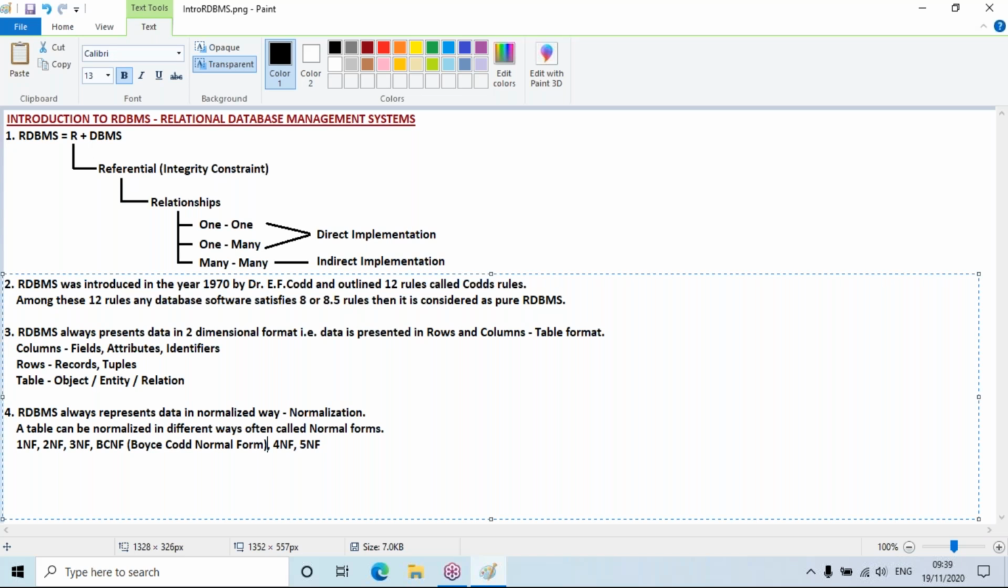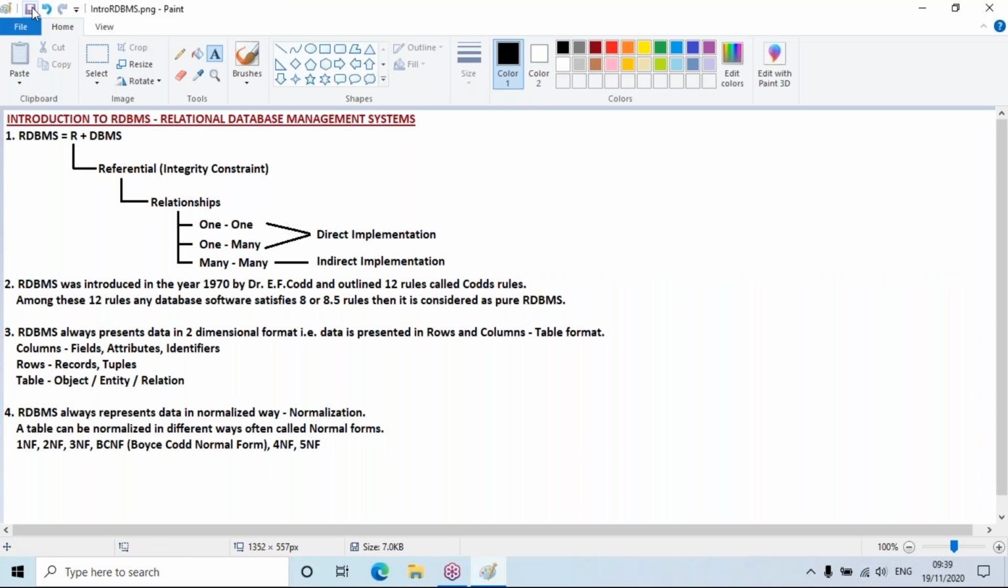If you at least remember these 4 points, it's more than enough to answer many queries, even in interviews, related to the introduction to RDBMS. Okay. Now going further, what do we study?